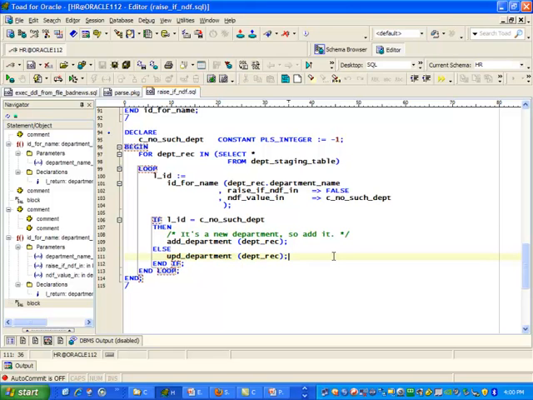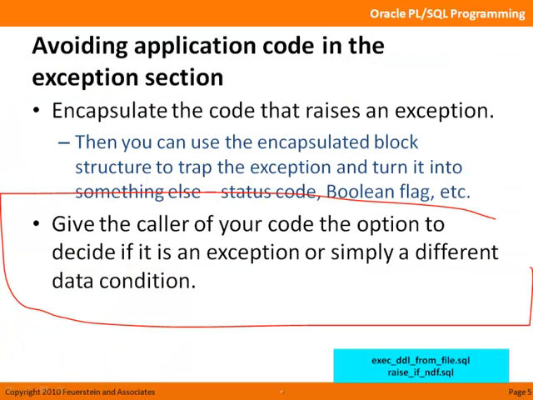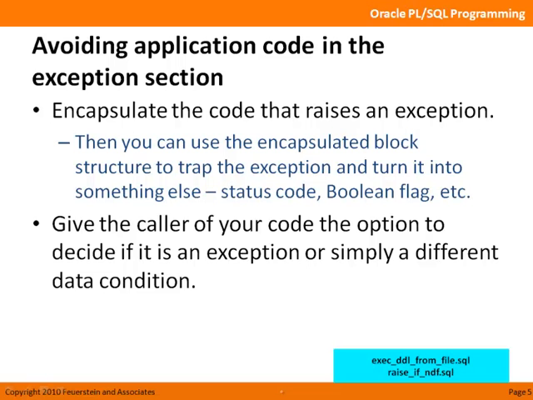Now this code is much easier to read. There's no exception section. Of course, there could be. I probably should trap the exception in a production piece of code. But in that exception section, we will only have the exception handling logic. So that's the recommendation around how to avoid application code in the exception section.